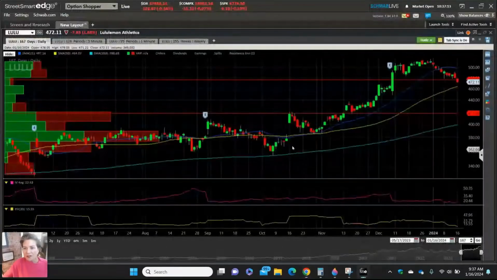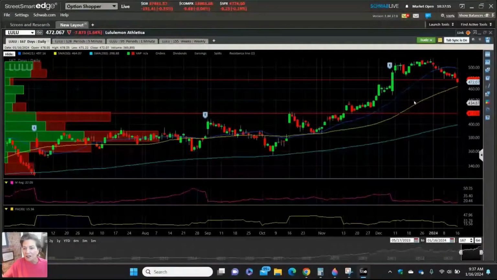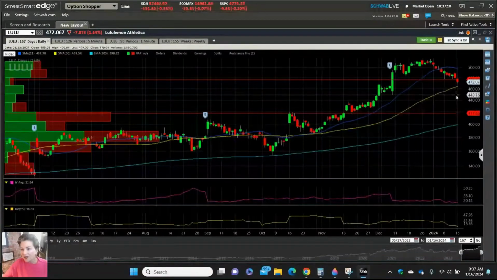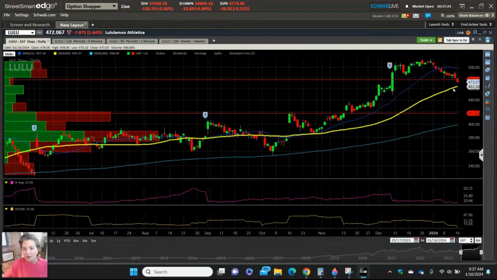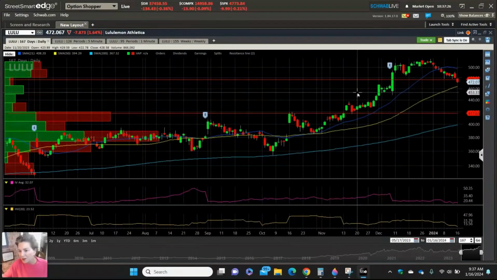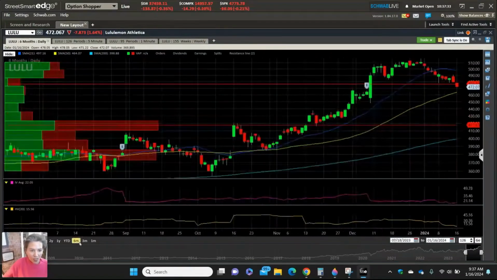So that said, here is our 50-day on the 6 month. Our 50-day comes in at 464. There will be some support there. You may get a little support right around 453. But look at this volume profile. We have a very large, clear, wide open, thin zone for this stock to trade lower.